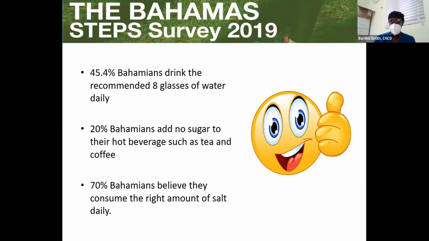But there were some good things that came out of the survey. They found that 45% of Bahamians actually drink the required 8 glasses of water, and 20% of Bahamians don't add sugar to their coffee or tea. This one was a little bit shocking because it said 70% of Bahamians believe they consume the right amount of salt. I think they take a little bit more, but based on the statistic, they say 70% do take the right amount, so that is commendable.